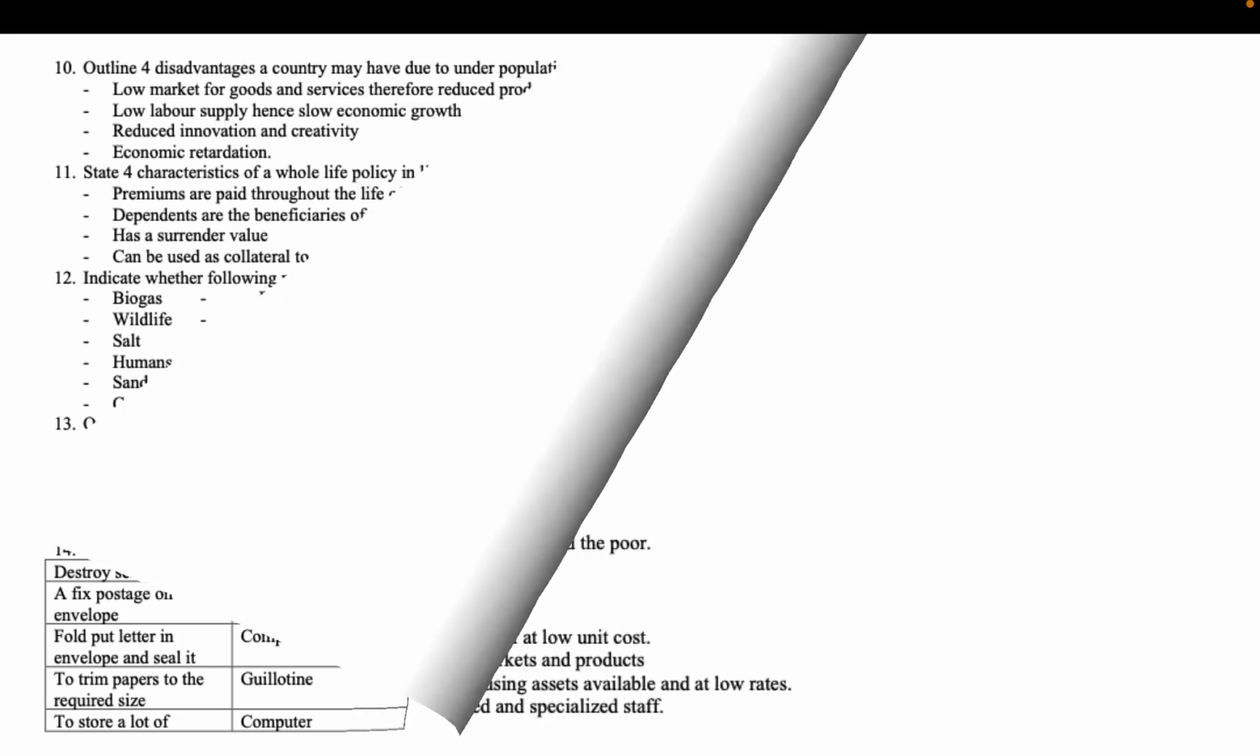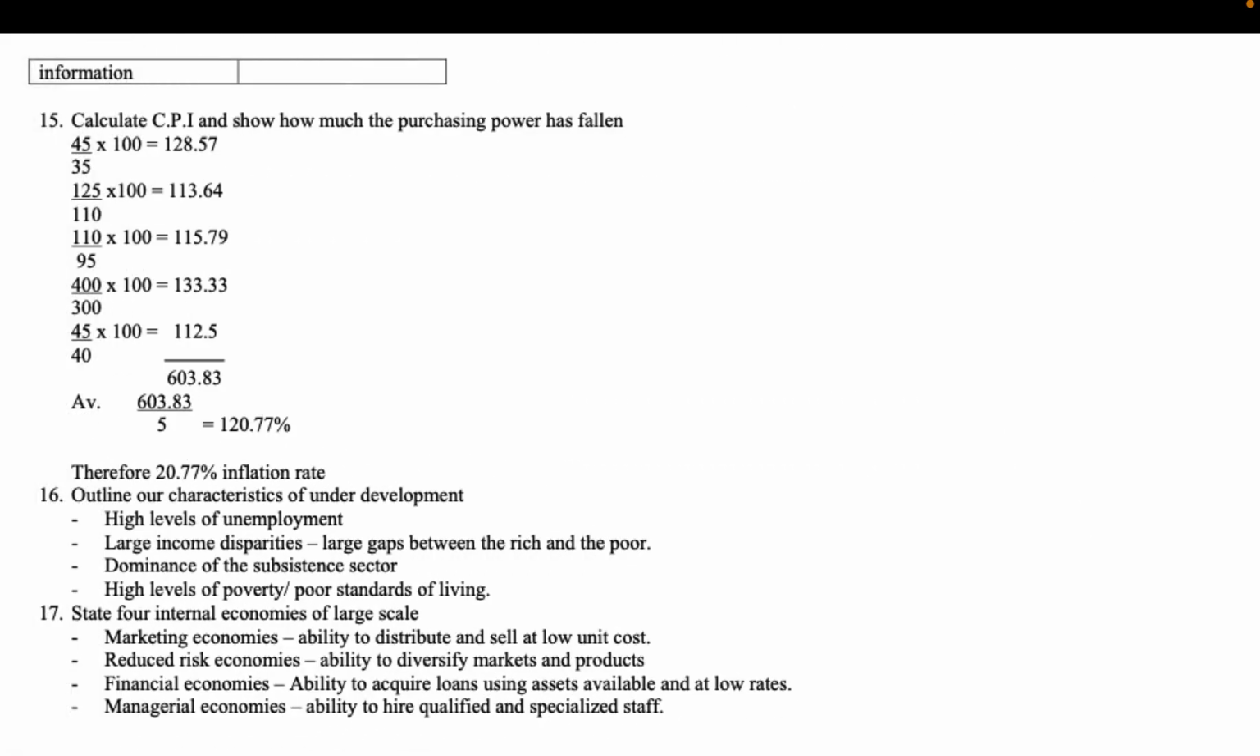Calculate CPI and show how much the purchasing power has fallen. Therefore 20.77% inflation rate. Outline four characteristics of underdevelopment. High levels of unemployment. Large income disparities, large gaps between the rich and the poor. Dominance of the subsistence sector. High levels of poverty, poor standards of living.